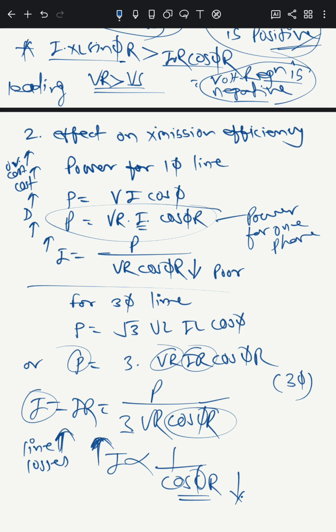So the conclusion is that transmission line efficiency decreases with increase in the losses. Therefore, if line losses increase, the percentage efficiency of the transmission line decreases.